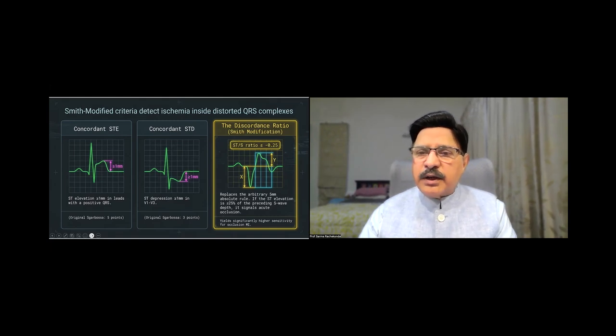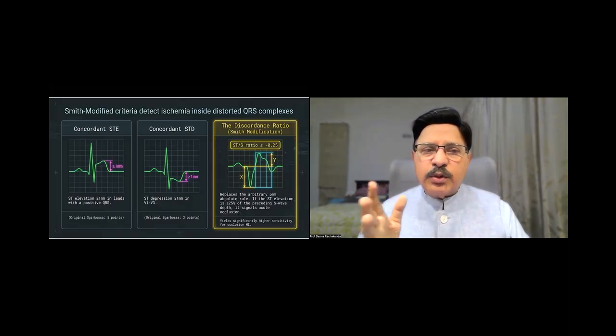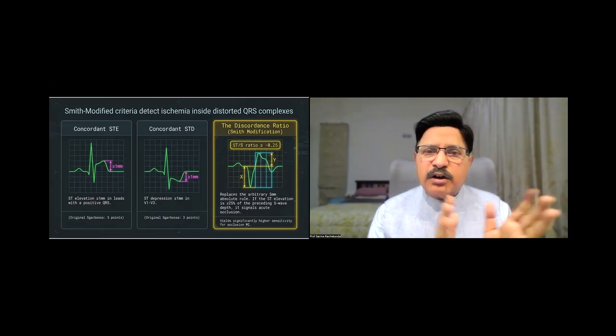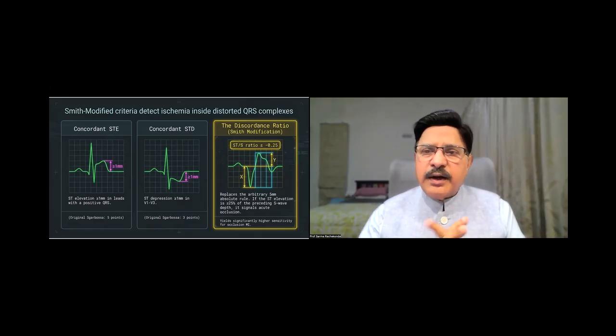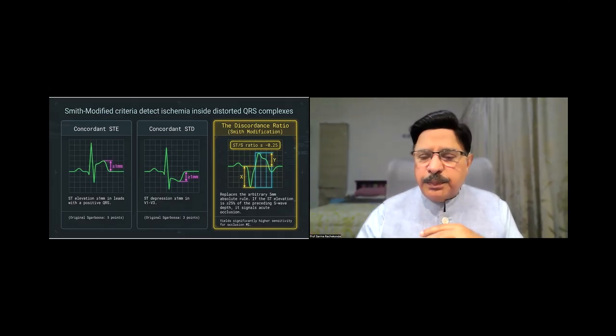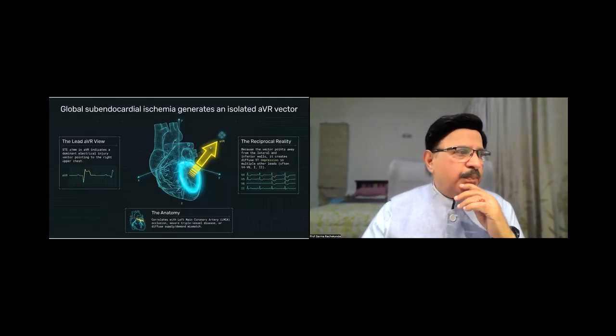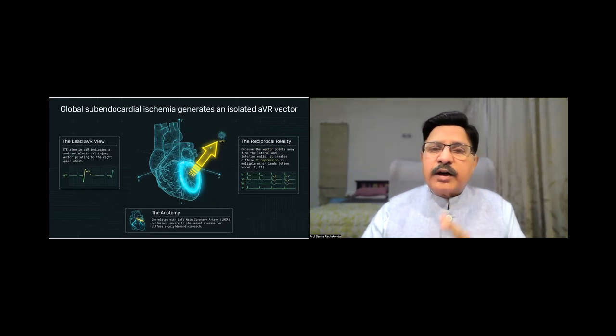If the ST segment elevation is more than 25% of the preceding S wave, this is Smith's modification of the discordant ratio. So you have to use either concordant STE plus concordant STD of more than 1 millimeter, this is the Sgarbossa 5 plus 3, 8 points, or the discordance ratio of Smith modification, where the ST elevation is at least 25% or more compared to the previous S wave.